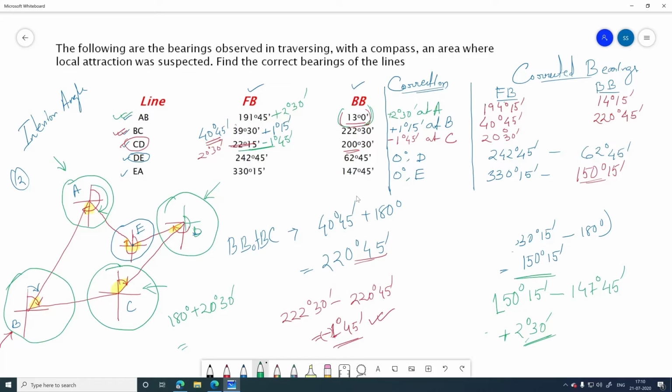So let's check whether it is equal to this given value or not. If it equals this particular given value, that means our problem is solved. That means all the bearings are corrected. So 180 degree plus 20 degree 30 minutes equals 200 degree 30 minutes. So you can see it is exactly equal to this. So it is already corrected. So yeah, it will be 200 degree 30 minutes. So you can see what the corrected values are over here and what are already corrected.